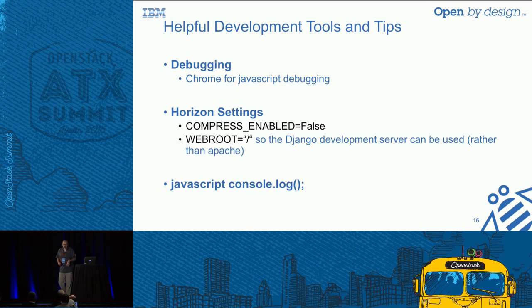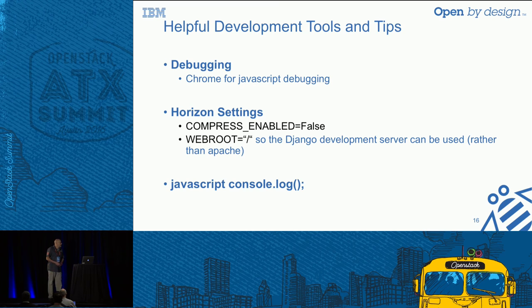Some things that some of us discovered along the way that were useful: using Chrome is a nice way to get JavaScript debugging. Firefox certainly has a debugger, but my personal experience is that when I'm debugging Angular, I get better error messages from Chrome. What shows up in the console is more helpful.